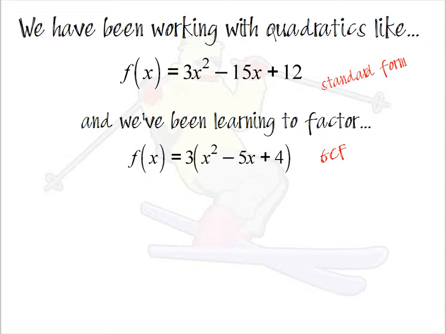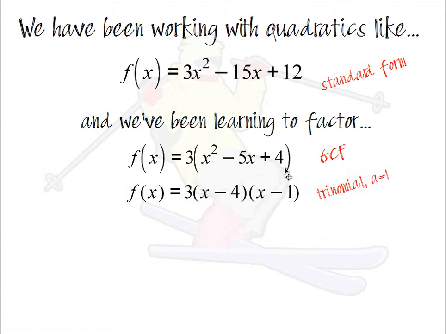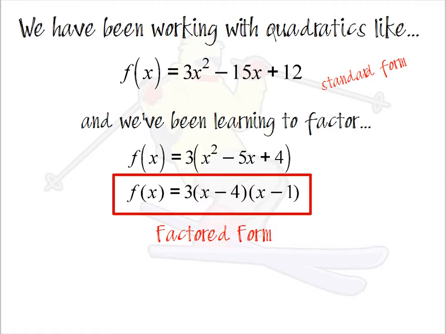We've also been learning how to factor quadratics. I can look at this equation and see that I have a greatest common factor of 3, so I'm going to divide all 3 terms by 3 and bring that 3 out front. And then I'm going to take the trinomial that's left over and factor it into x minus 4 times x minus 1. When I have it completely factored, this is what we call factored form.